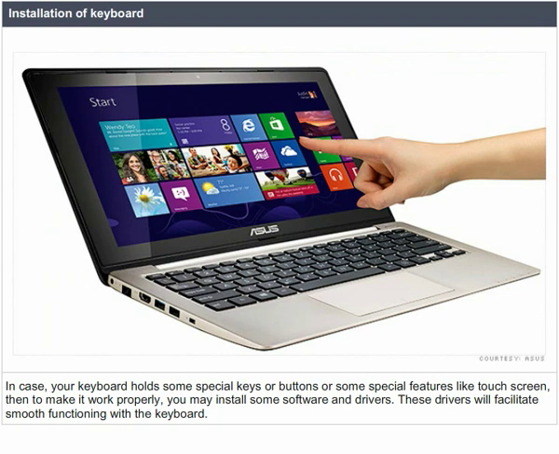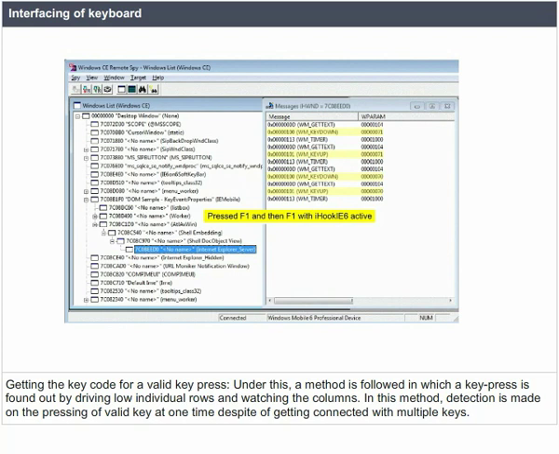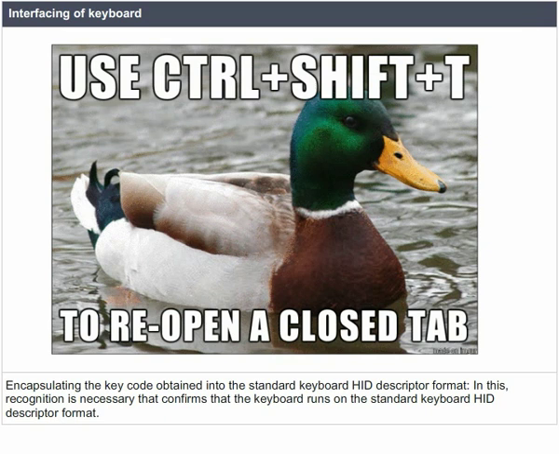Interfacing of keyboard. Interfacing a keyboard involves two main parts. They are getting the key code for valid key press. Under this, a method is followed in which a key press is found out by driving low individual rows and watching the columns. In this method, detection is made on the pressing of valid keys at one time, despite getting connected with multiple keys. Encapsulating the key code obtained into the standard keyboard HID descriptor format. In this, recognition is necessary that confirms that the keyboard runs on the standard keyboard HID descriptor format.